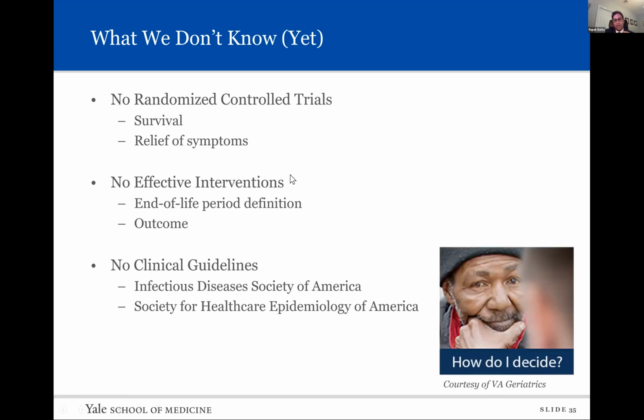What we don't know is quite vast. There are no randomized control trials that have focused on survival or relief of symptoms associated with antibiotics, either overall or for clinical syndromes such as urinary tract infections or pneumonia. This, I imagine, would be a very difficult trial to perform. There are also no effective interventions on either reducing antibiotics or improving antibiotics that are most effective in reducing symptoms associated with infection. This is challenging because the end of life period is often nebulous, and defining the appropriate outcome for patients, for providers, and for caregivers is challenging. And guidelines, as I've highlighted, are lacking.